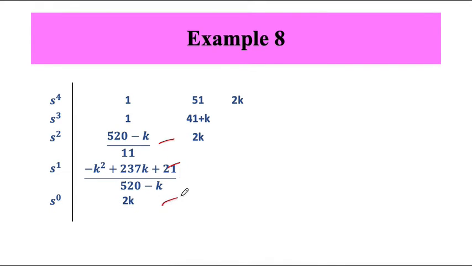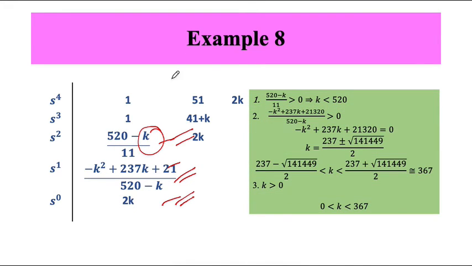I'm calculating the other terms. Okay, so this will be (520 minus K) by 11, and this will be (minus K square plus 237K plus 21) by (520 minus K). So we will calculate all the terms. Now we have to find out the value of K for which the system is stable. There are three terms related to K in the first column. So the first condition will be (520 minus K) by 11 should be greater than 0. That implies K is less than 520.